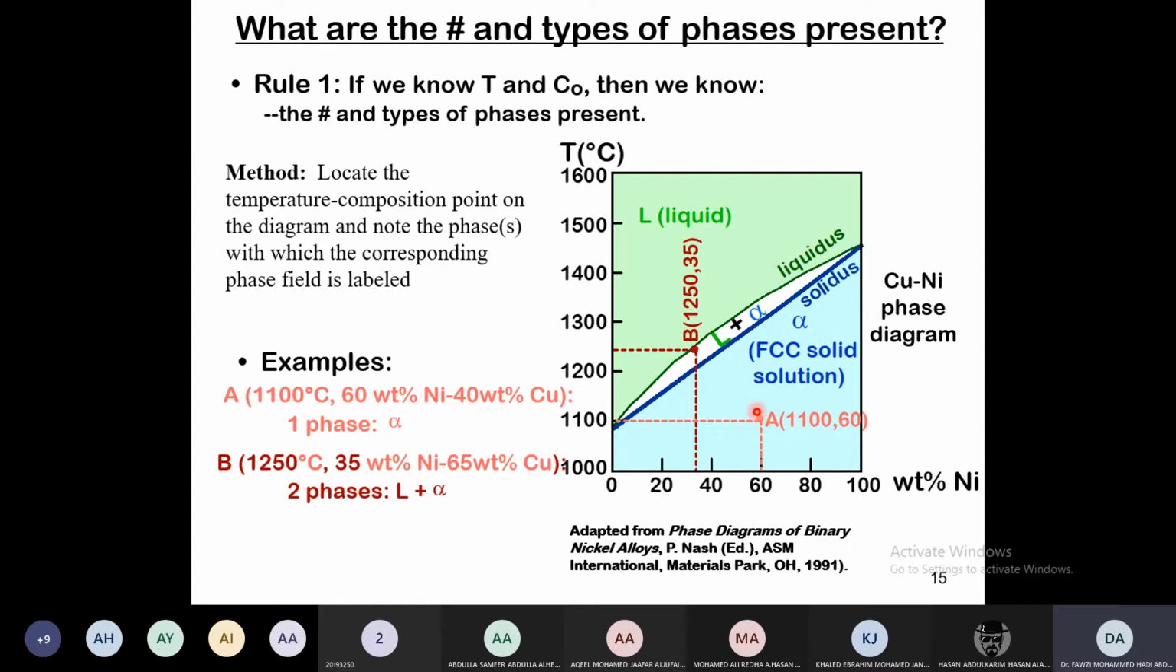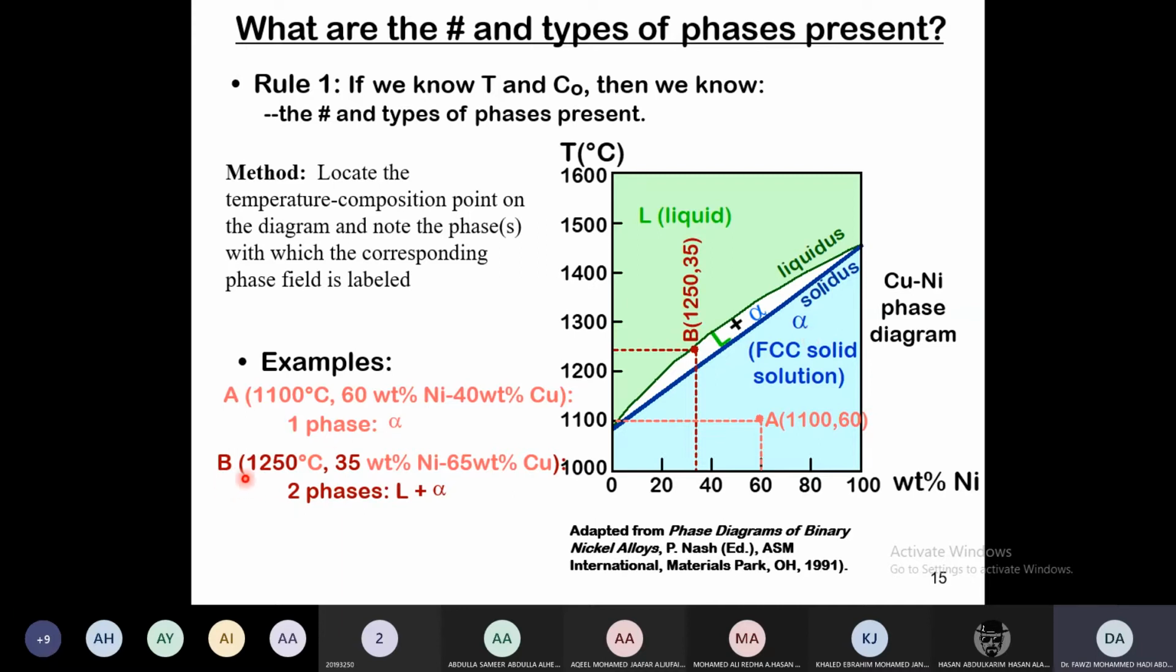How many phases do we have? Very simple. From the phase diagram, we know that we have only one phase. What is that phase? It is the alpha solid solution. As simple as that. So by the phase diagram, we can determine in the alloy how many phases we have and what that phase is as well.